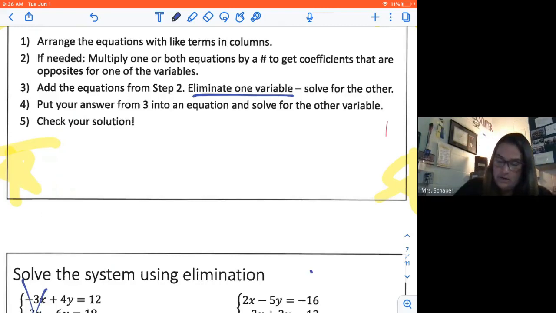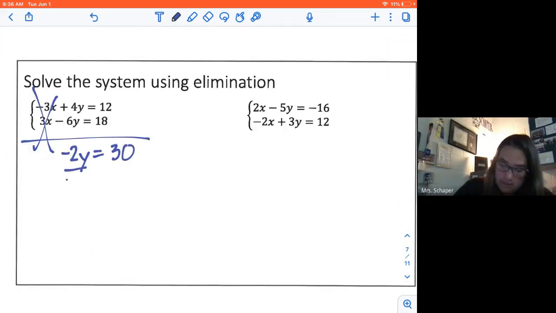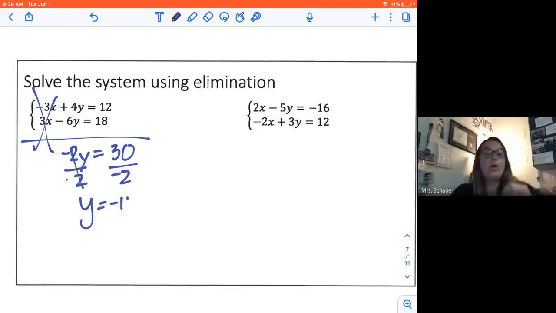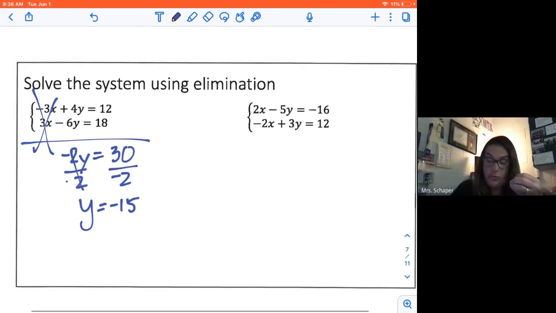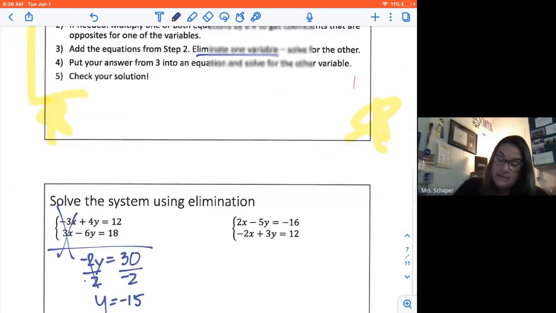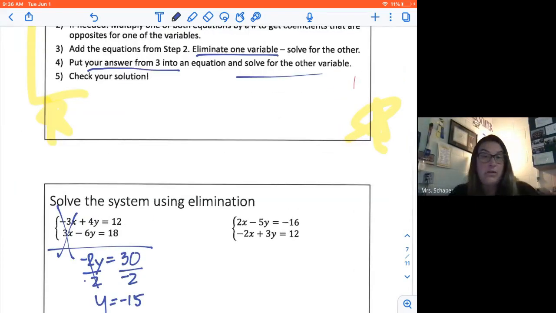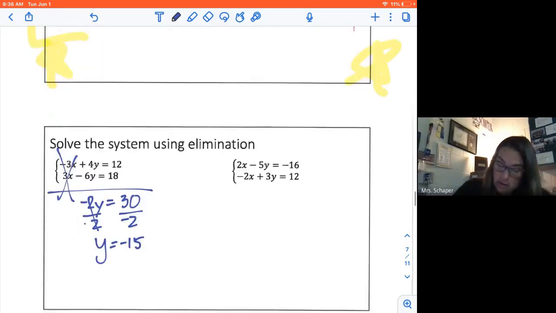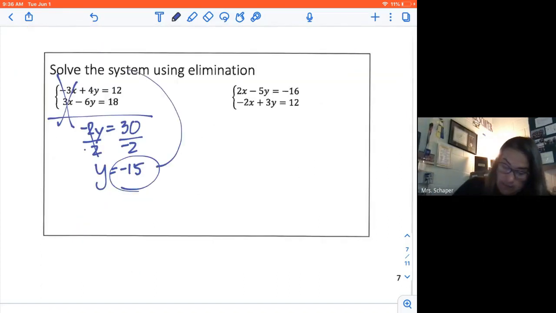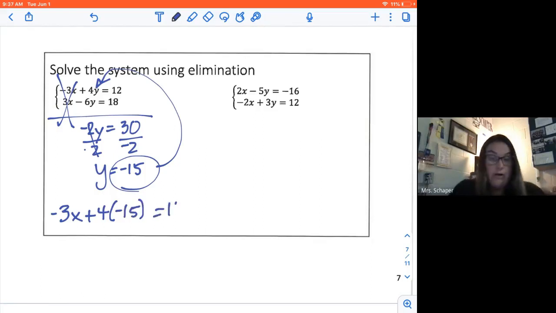And we're going to finish then solving for this variable. So it's divide by negative 2. So y is equal to negative 15. Now, once I know what y is, I'm going to put that answer in and solve for the other variable. Okay, so I'm going to put negative 15 into that equation. So it becomes negative 3x plus 4 times negative 15 is equal to 12.